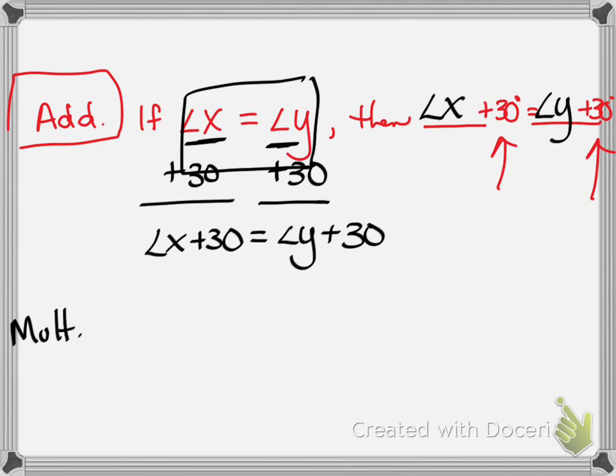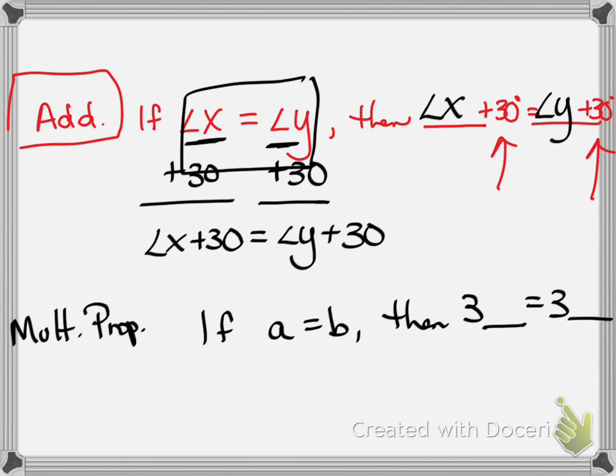Last one I'll show you is multiplication property. If A equals B, then 3 times something equals 3 times something. So multiplication property means we should multiply something on both sides. And you see this, multiplying on both sides. Well, these are the sides. Those things are still there. So A is still here and B is still here. So if A equals B, then we can multiply both sides by 3 and get 3A equal 3B.